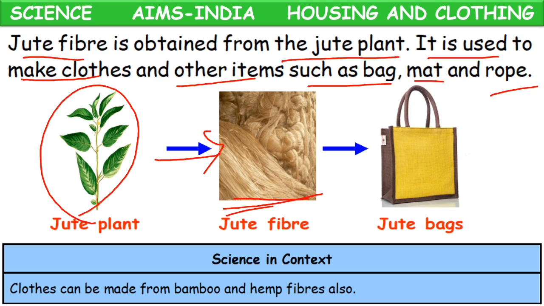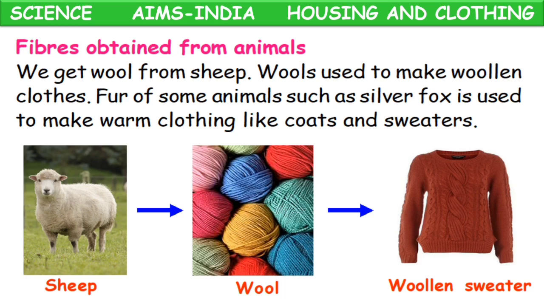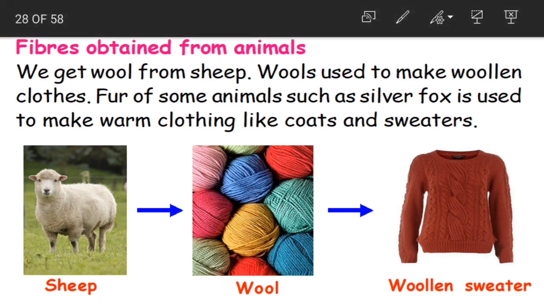Now, science in context. What is the information? Clothes can be made from bamboo and hemp fibers also. See, bamboo is also from a plant, children. So we can make clothes from bamboo and hemp fibers, and we can also build houses with bamboo wood. Okay children, now fibers obtained from animals.